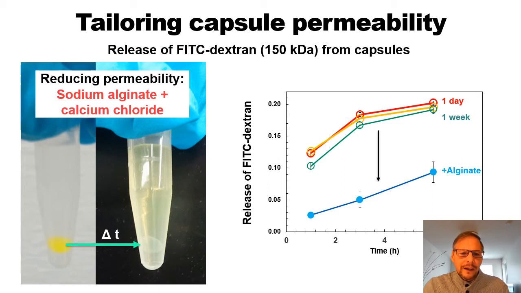Here, just to show that the permeability of the capsules can be adjusted. In this case, if we add alginate, a very important biopolymer, you can see that the release of the material inside the capsule, which by the way was dextran, that is dye, can be really reduced. So permeability can be nicely adjusted by adding other components in the biofilm formation.